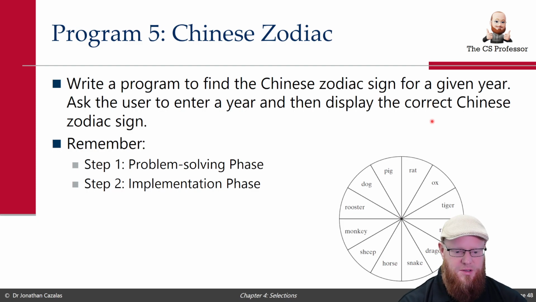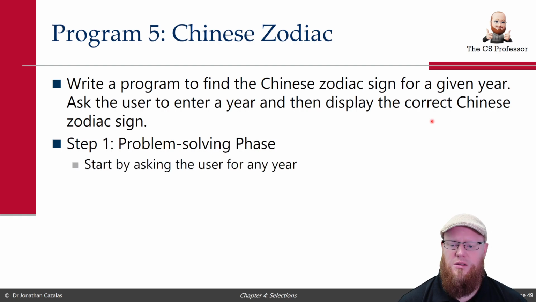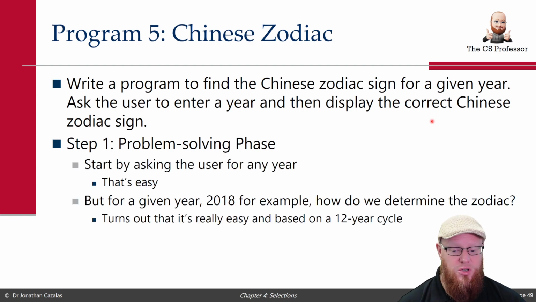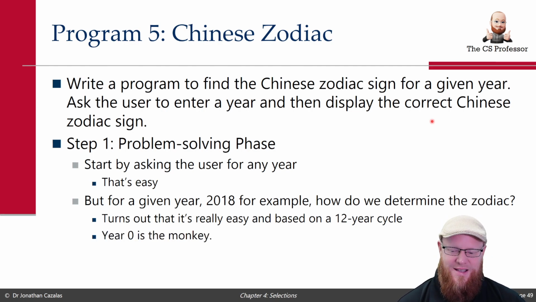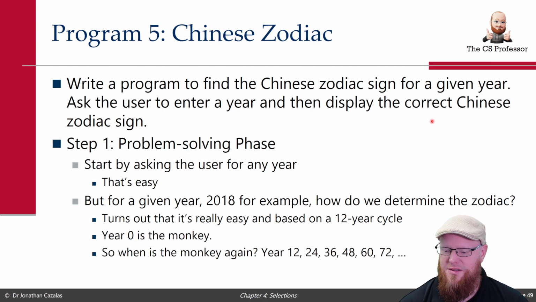We were given this little wheel to show the signs, and we talked about in the problem-solving phase how we can determine which year maps into a particular zodiac sign. It's a 12-year cycle. 0 was the year of the monkey. The next year of the monkey would be 12, and then 24, and then 36. Every multiple of 12, which kind of clued us in on the answer here.